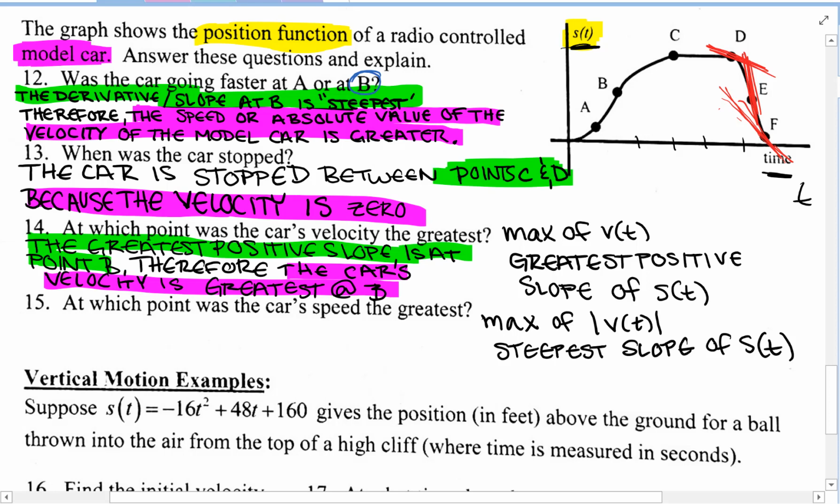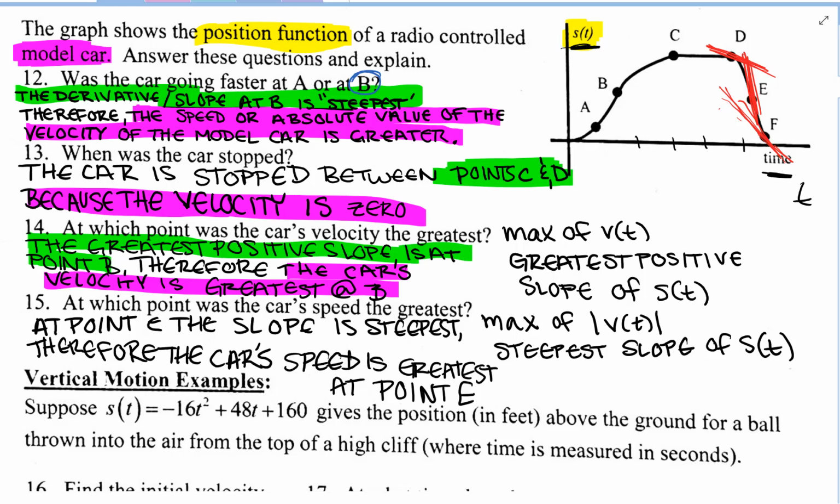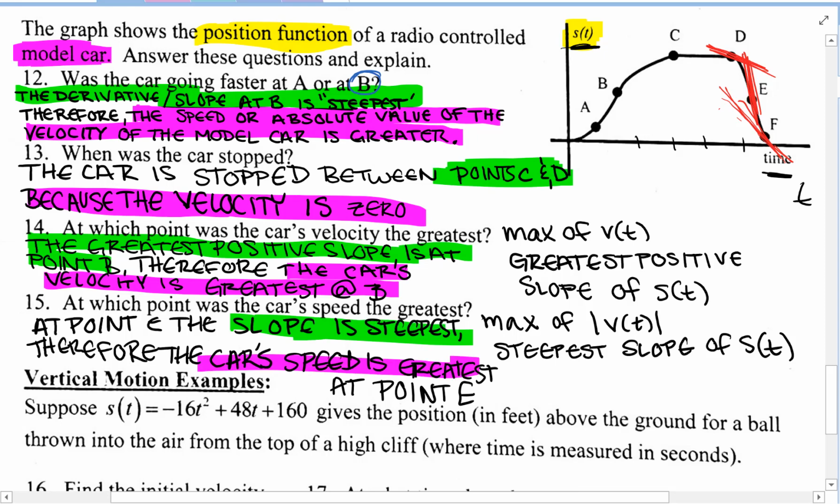And even though the slope is negative, it's going to be the greatest speed because the negative tells me the direction. The negative does not affect the speed. At point E, the slope is steepest. Therefore, the car's speed is greatest at point E. In context of the graph, slope is steepest. In context of the problem, car's speed is greatest.